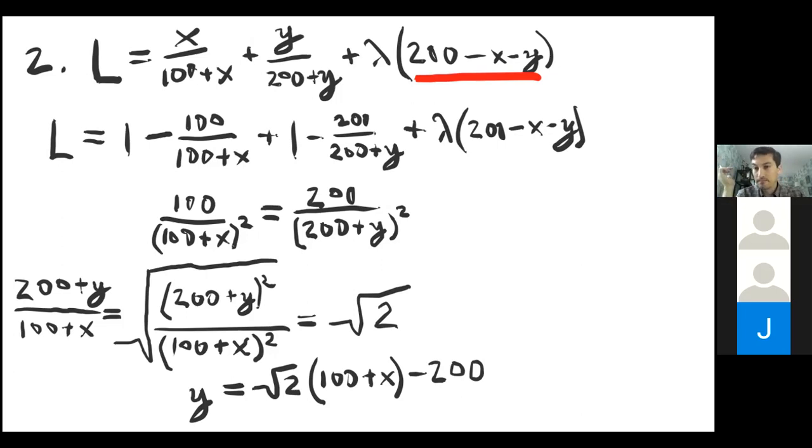Assume that it's binding. Check to see if lambda is non-negative. If it is negative, then go back and change the assumption that it was binding and say, okay, well, let's say lambda equals 0, and then solve the problem that way. Okay. What do we do? So we're going to plug that into the red and get what?